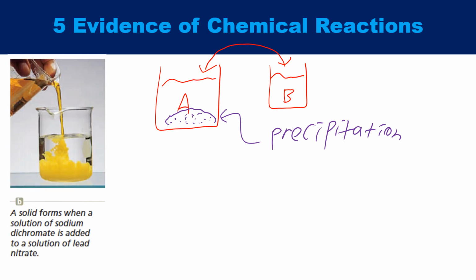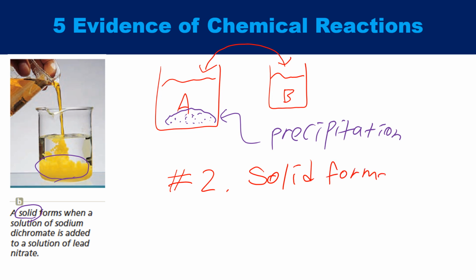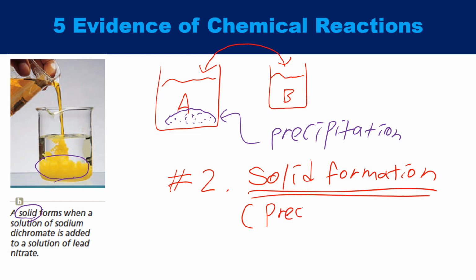A solid forms when a solution of sodium dichromate, which you don't know, it's a solution that you see as orange color, and lead nitrate, which is a colorless solution, are mixed together. Can you see the cloud-looking formation? It looks like a cloud, but it is actually a powder form of a solid. So the evidence of chemical reaction number 2, I like to say, is solid formation, in other words, precipitation.